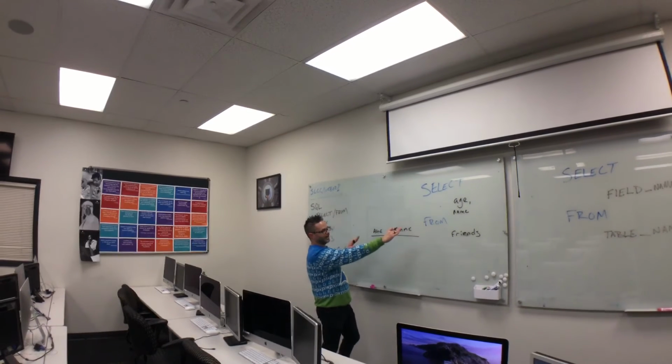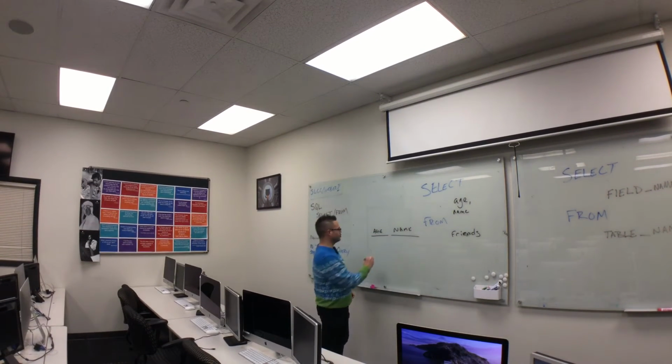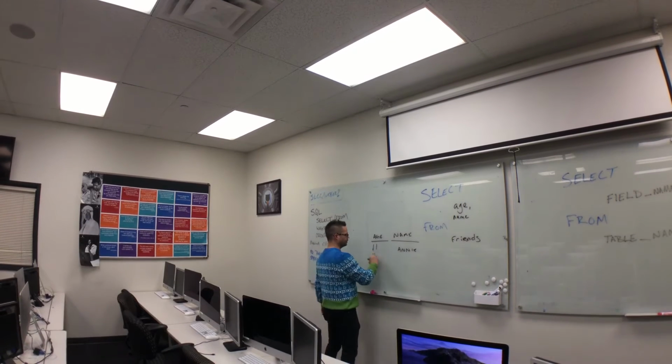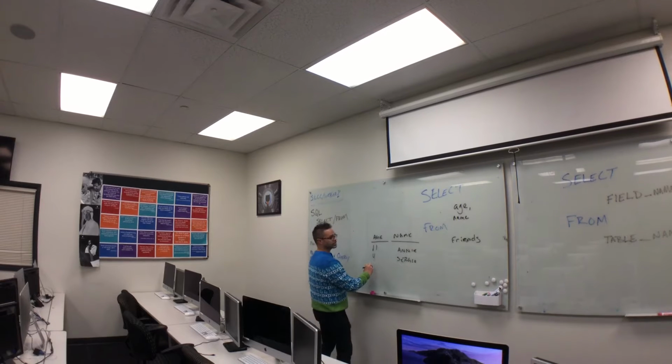Then we're getting the age and name columns for every single row. So I'm going to have all the names and ages. I have Annie, who's 11, so 11 and Annie. Then we have Sergio, who is 4. And we have Mixed Quacks, who is 2.